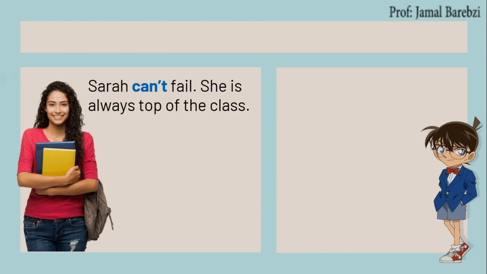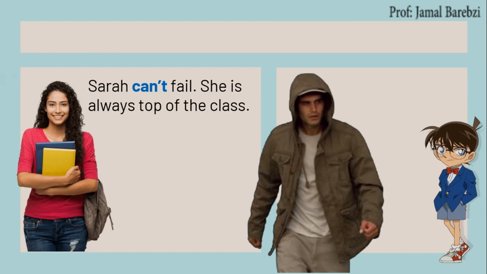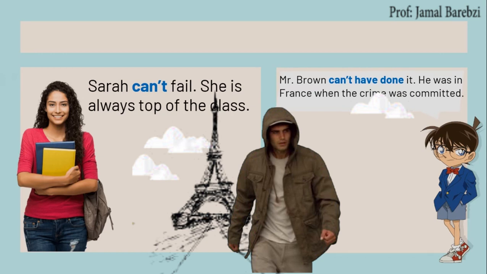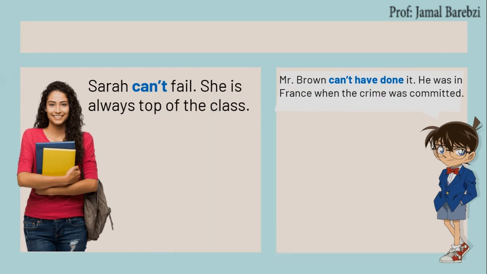There is a murder, and Detective Conan is trying to find the criminal. The police suspected Mr. Brown. But Conan said, Mr. Brown can't have done it. He was in France when the crime was committed. So Conan thinks that it was impossible that Mr. Brown killed the man. The modal can't is used to express impossibility.